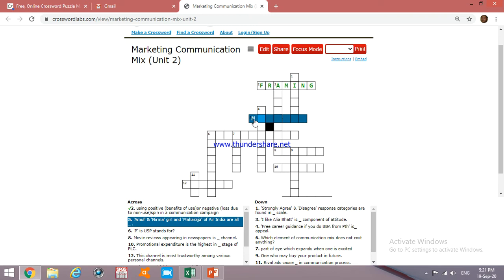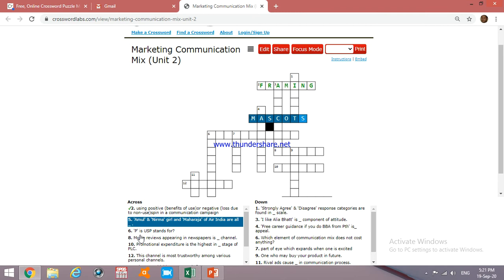Now, what is the use of having a mascot? One important use is it makes it easier for those customers who are not literate enough, who are not educated enough, to identify a particular brand. Since they cannot read and write, they remember a particular brand by remembering the mascot that the brand has been using, right? So as far as Amul and Nirma Girl and Maharaja of Air India are concerned, they are all mascots.